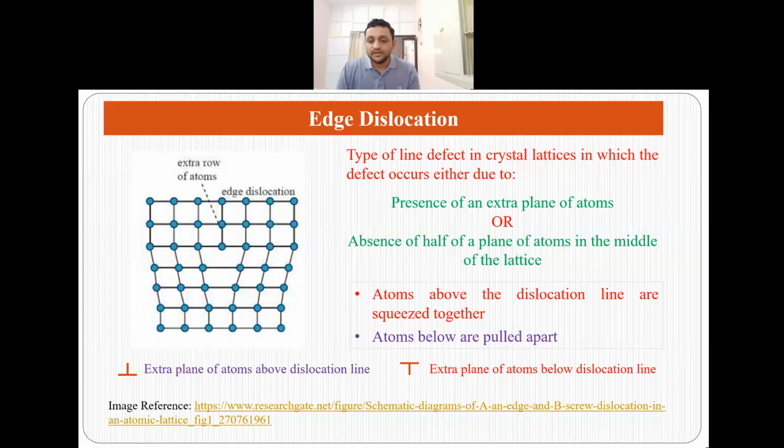Now, there can be different ways by which we can represent an edge dislocation. This symbol represents that the extra plane of atoms lies above the dislocation line, and this symbol denotes that the extra plane of atoms lies below the dislocation line. So this is about edge dislocations. If there is a presence of an extra plane of atoms or an absence of half a plane of atoms, then we say that this dislocation is an edge dislocation.